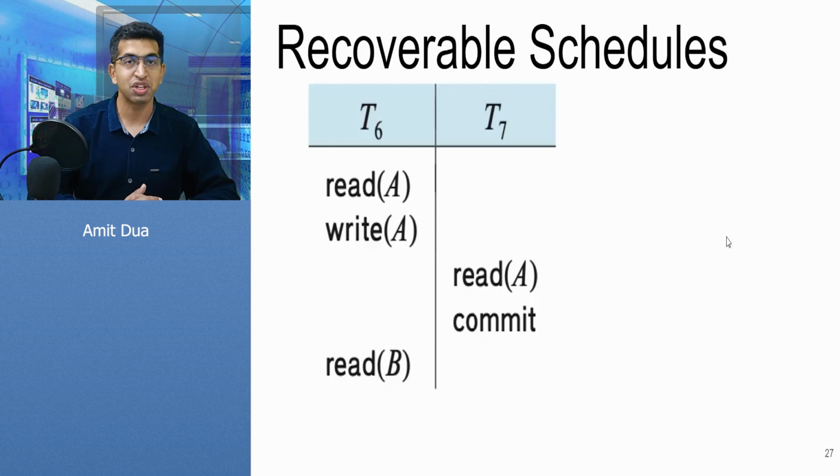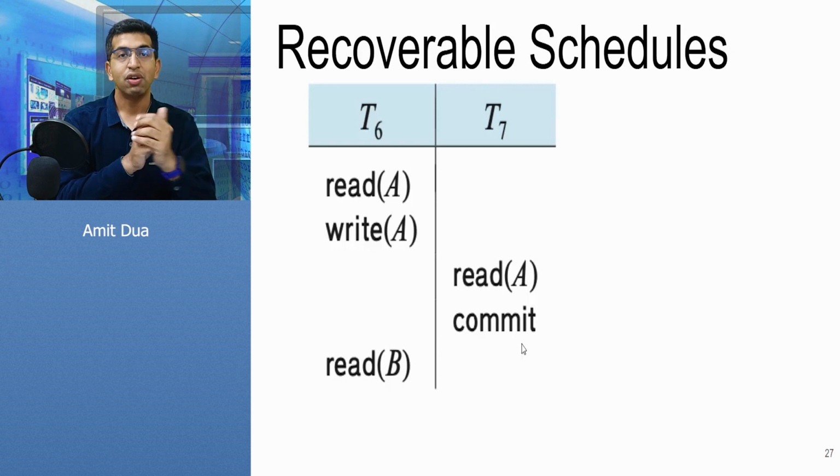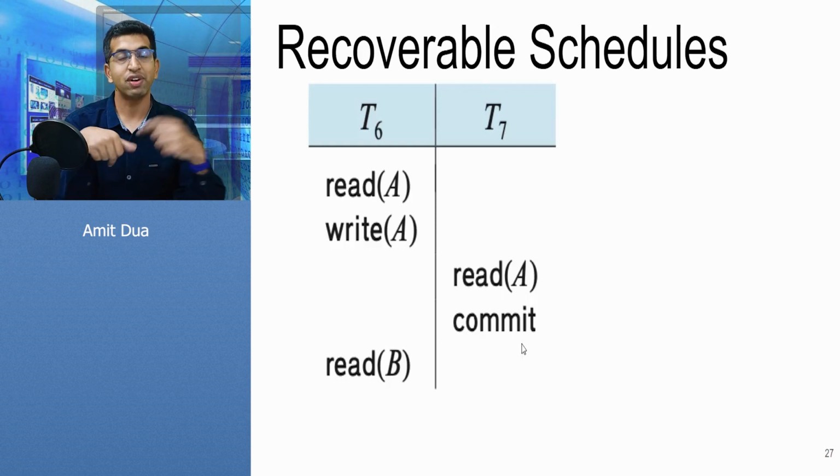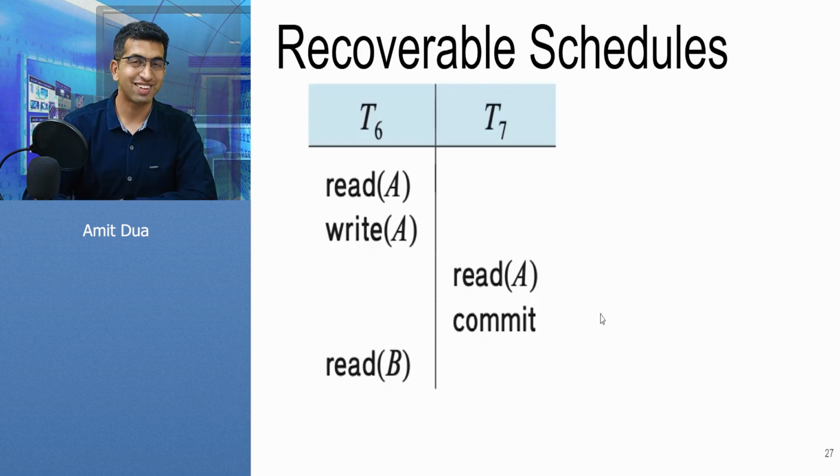But to ensure that the schedule is recoverable, we need to make sure that transaction 7, which reads a data item from transaction 6, commits after transaction 6 commits. Then it is recoverable. So to ensure recoverability, the transaction which reads a data item written by some other transaction must commit after that other transaction. Here, transaction 7 reads the data item written by transaction 6, so transaction 6 must commit before transaction 7 commits. That is important, otherwise the schedule is not recoverable.